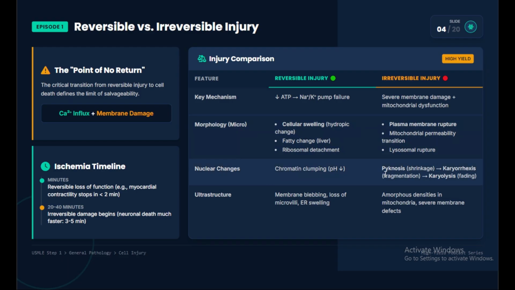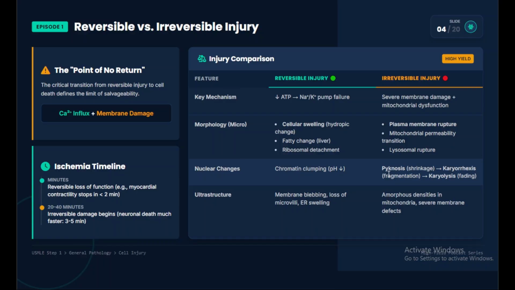In pycnosis, the nucleus becomes small, dark, and shrunken due to chromatin condensation. Right, this is the right word. Now for karyorrhexis, the nucleus breaks into fragments, and the other thing, karyolysis, is when the nuclear material dissolves and fades away. So pycnosis means shrinkage, karyorrhexis means fragmentation, and karyolysis means simply fading away, like memories fade away from someone's heart.